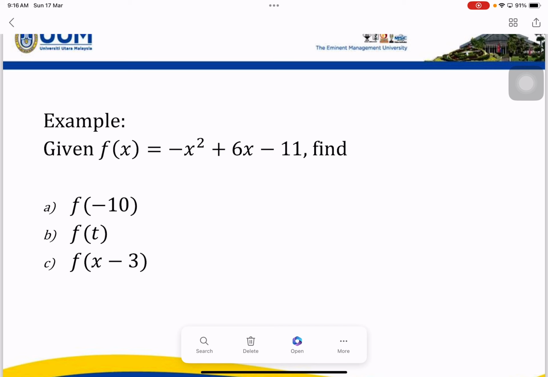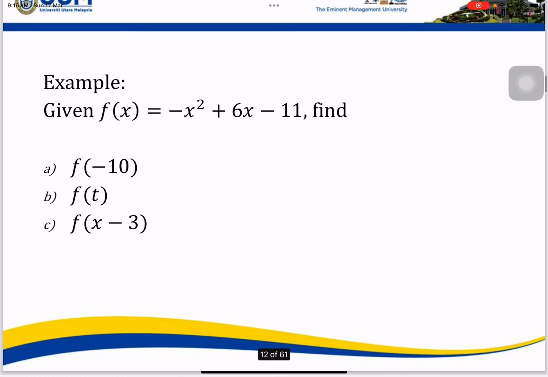Okay, try this example, guys. Given f(x) equals to minus x squared plus 6x minus 11, find f(negative 10), f(t), and the last one is f(x minus 3). Do it now.